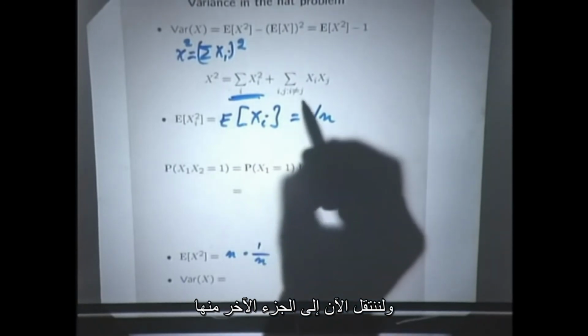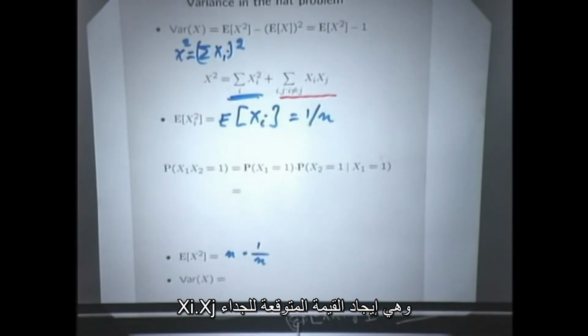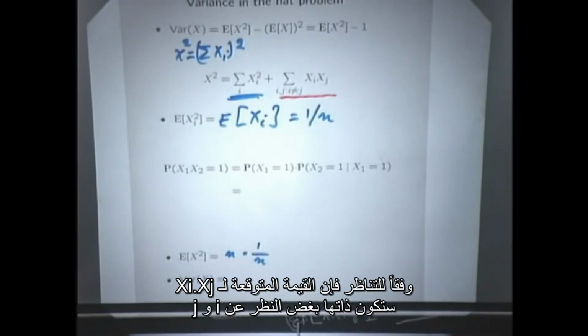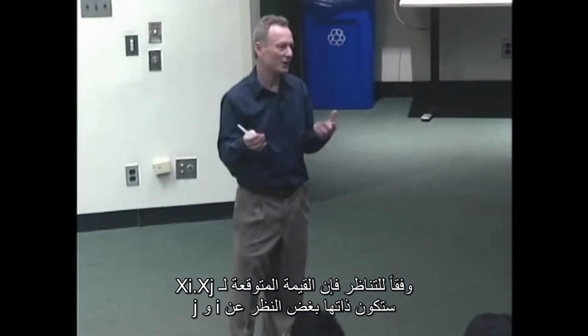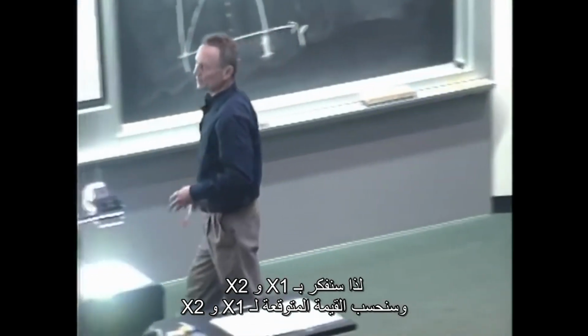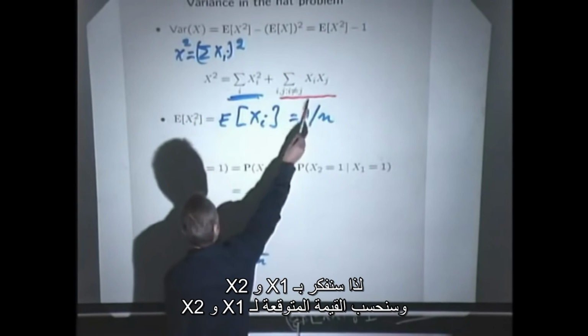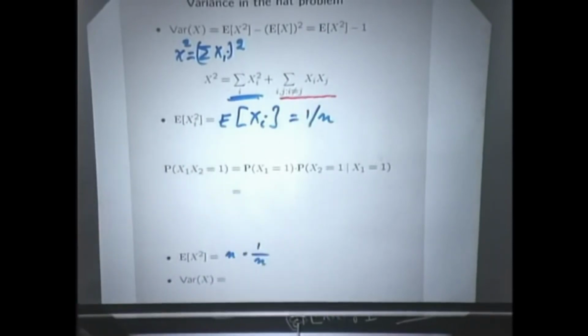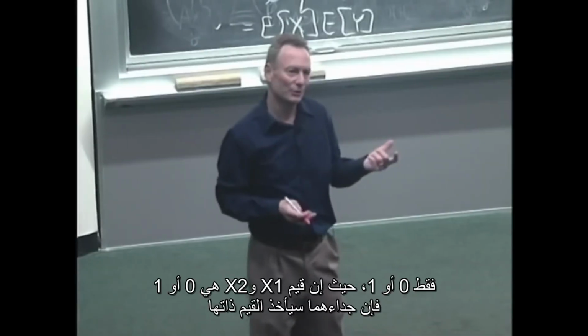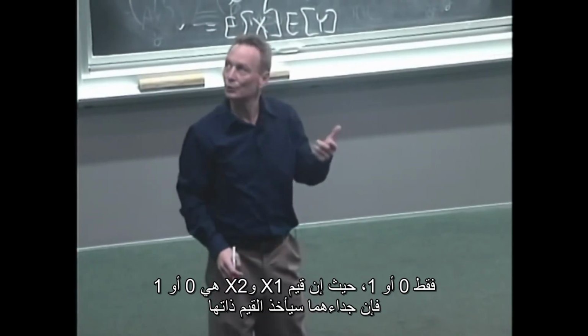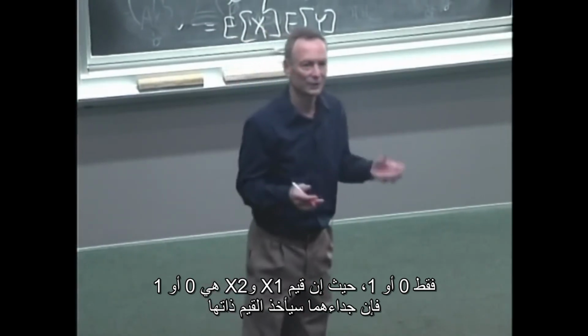So now let's deal with the second piece of the puzzle. Let's find the expected value of xi xj. Now by symmetry, the expected value of xi xj is going to be the same no matter what i and j are. So let's just think about x1 and x2 and try to find the expected value of x1 times x2. x1 times x2 is a random variable. What values does it take? Only 0 or 1. Since x1 and x2 are 0 or 1, their product can only take the values of 0 or 1.